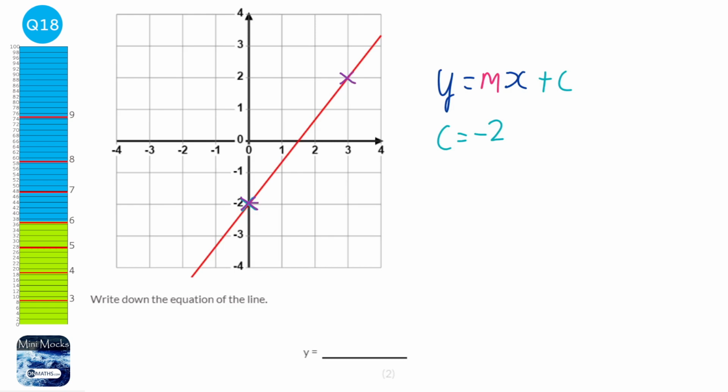And what I'm going to do is just draw a right angle triangle between the 2 points. Try and get it as nice as I can. And we're going to work out how far up and how far right we went. Well, we went 3 right and 4 up. Now, to find the gradient, we find out how much y has changed, so change in y, that's how far up it's gone, which is 4, and put that over how far right it's gone, so the change in x, which is going to be 3. So our equation is going to be y equals 4 over 3 x minus 2.